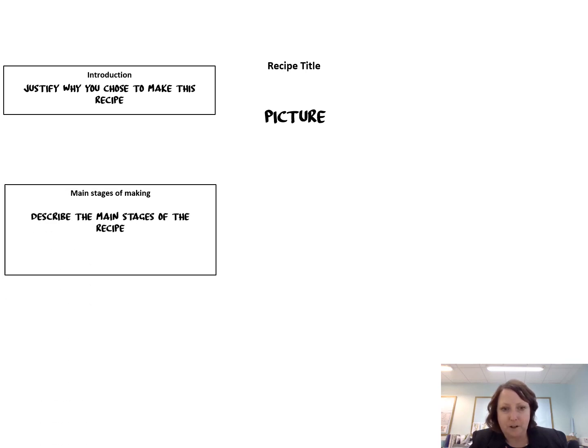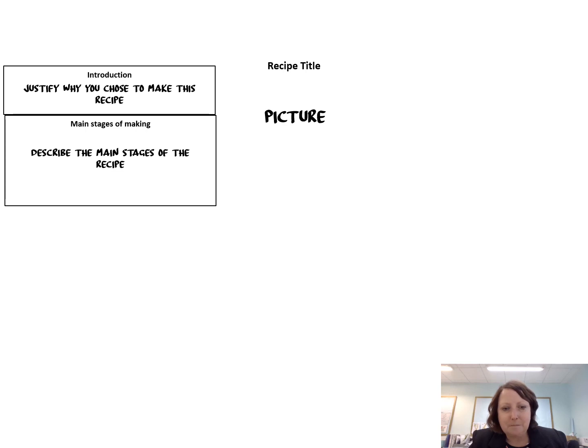But this is the only opportunity you have to prove to the examiner that you have done this cooking, that backs up any write-up that myself or Mr. McGethy make into the exam board. So it should have a picture of your work. It should justify why you've decided to make that recipe. That's massively important for the higher grades.